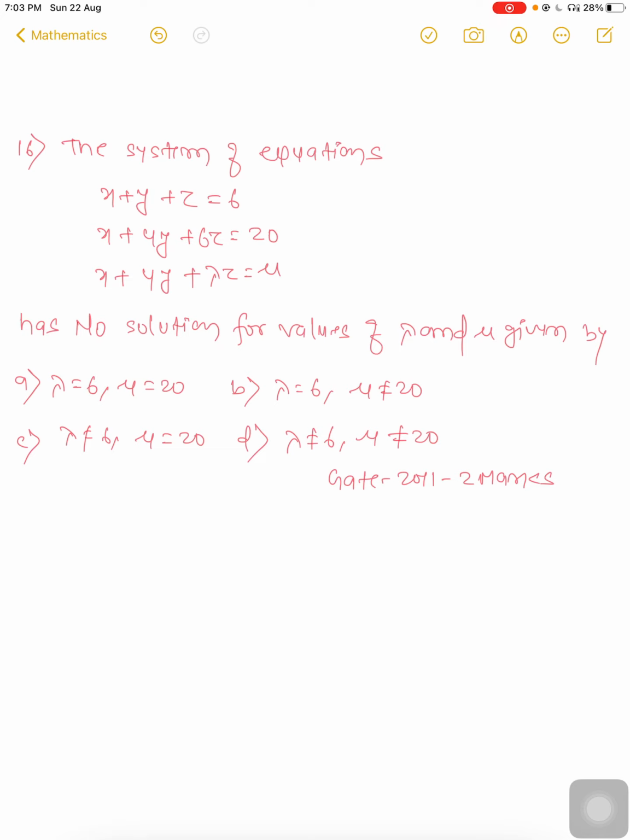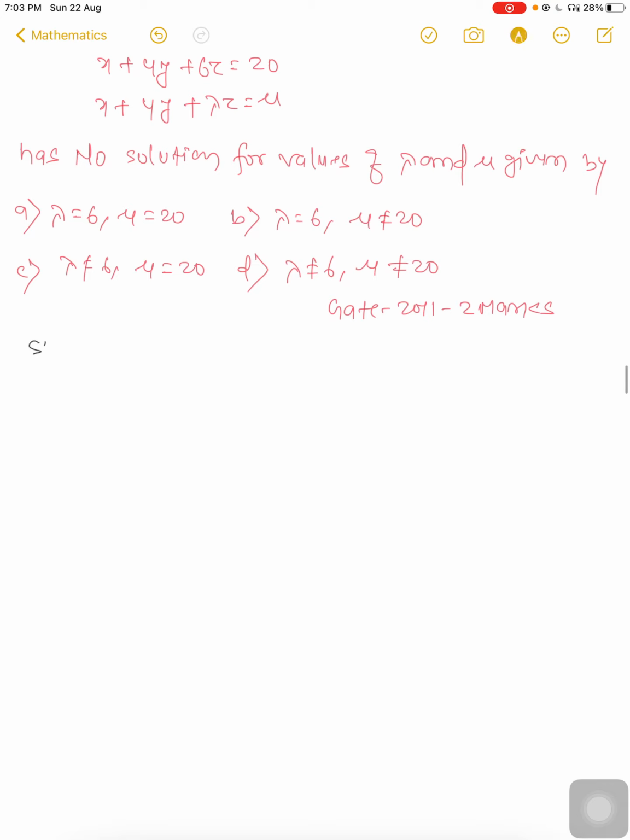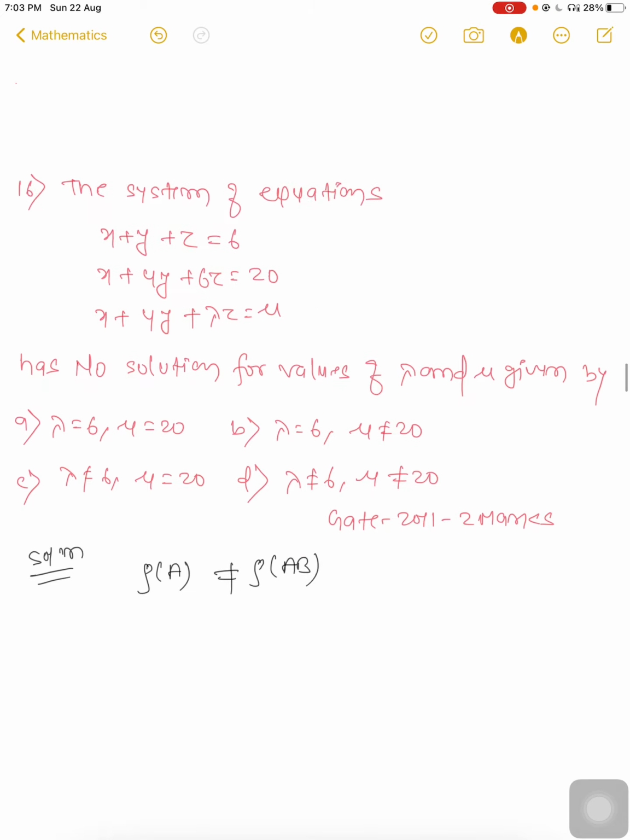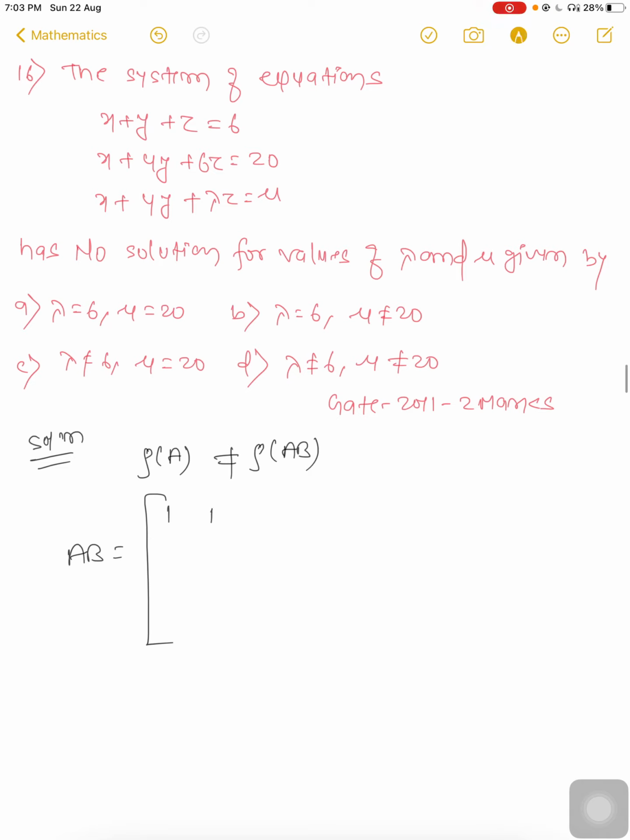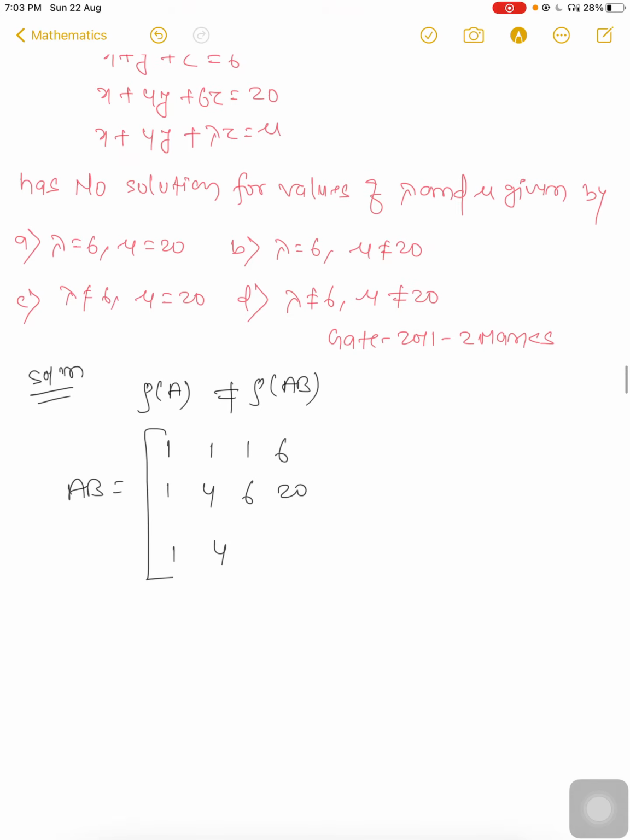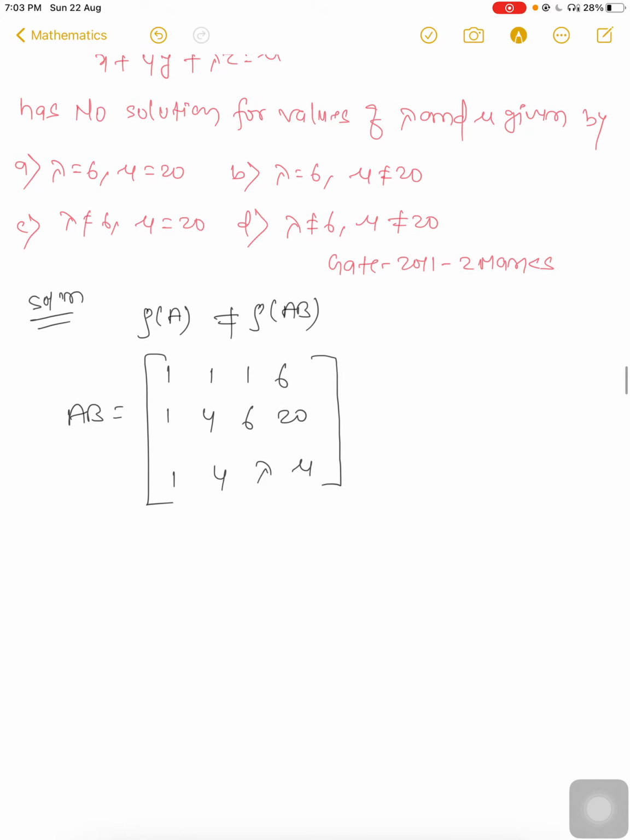The system of equations is given, and it has no solution. So for the values of lambda and mu, having no solution means that rank A is not equal to rank AB. First arrange the augmented matrix AB: 1 1 1 6, then 1 4 6 20, then 1 4 lambda mu.